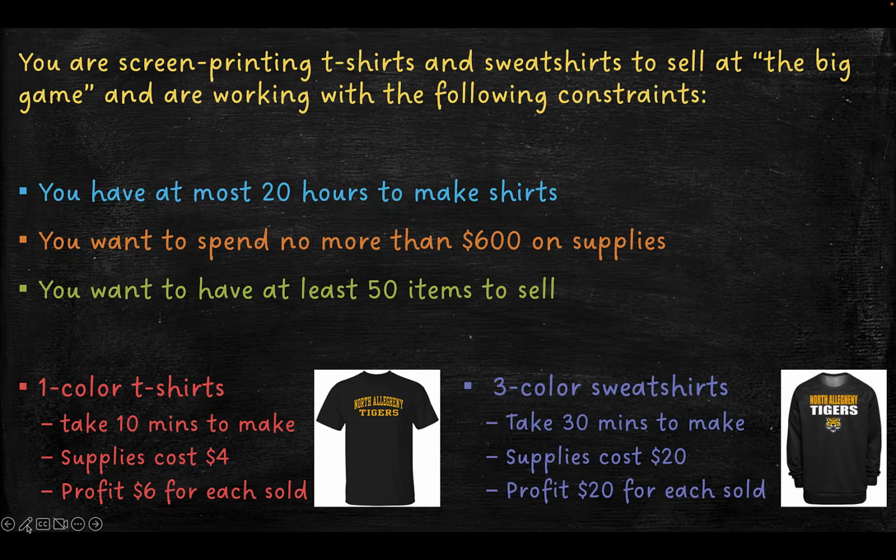Now, as you can see, the sweatshirts have three colors. We got a gold, a white, and a black that we're printing on there. They're going to take 30 minutes to make, and the supplies are going to be $20. Again, 3 inks, 3 screens, heavier material on a sweatshirt, but we're going to sell them for $40 and make $20 profit for each one that we sell.